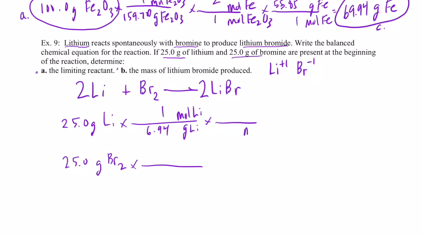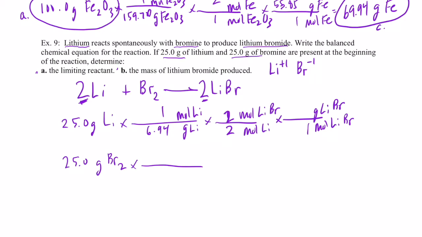And then we'll go from moles of lithium to moles of the product I'm after. Well, there's only one product, lithium bromide. So it's a 2-to-1 ratio. 2 to 2 ratio. Alrighty, and then I want to find the mass produced. So we have to go from moles of lithium bromide to grams of lithium bromide.